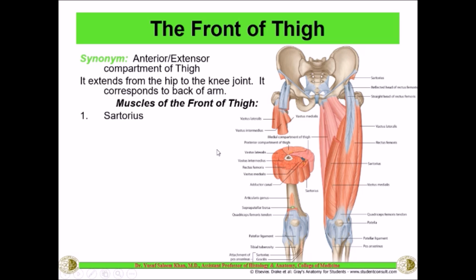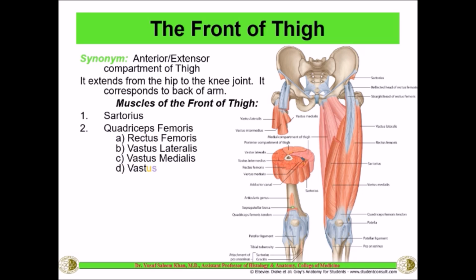We'll study this again in detail later. First, we'll name what are the muscles which are present in this compartment. The first one is the Sartorius, as I said. The second is called as the Quadriceps femoris. Quadra means 4, ceps means heads. So it has 4 heads. So this is called as the Quadriceps femoris.